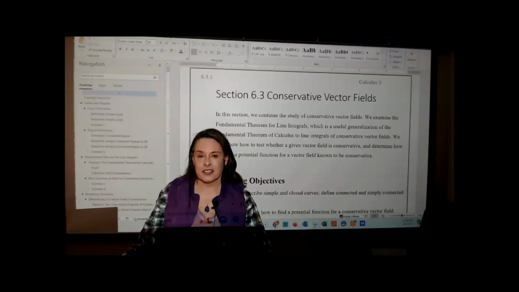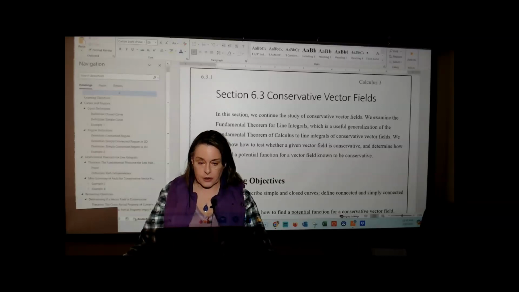In the previous section, we learned about scalar line integrals and vector line integrals. In section 6.3, we take what we learned, particularly about vector line integrals, and we learn how conservative vector fields are related to computing a vector line integral. We'll also learn how to determine whether or not a vector field is conservative, and if it is, how to find the potential function whose gradient gives us the vector field.